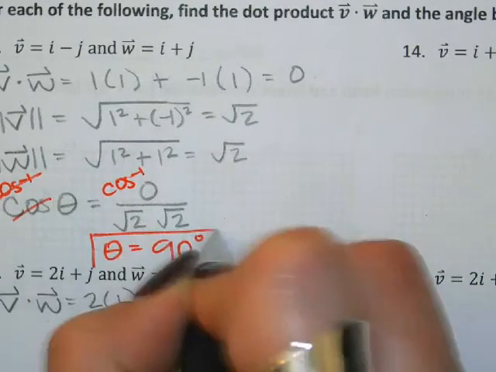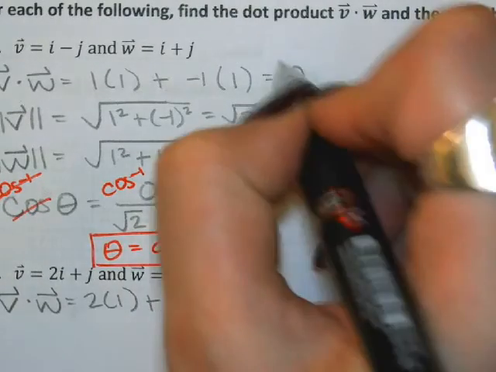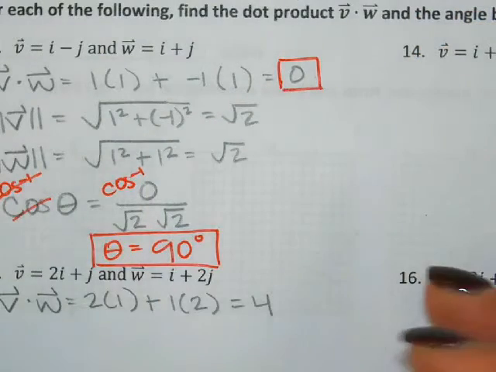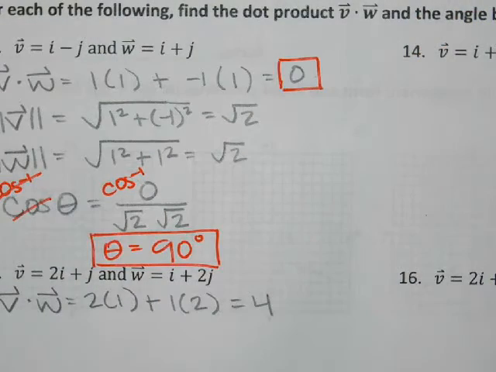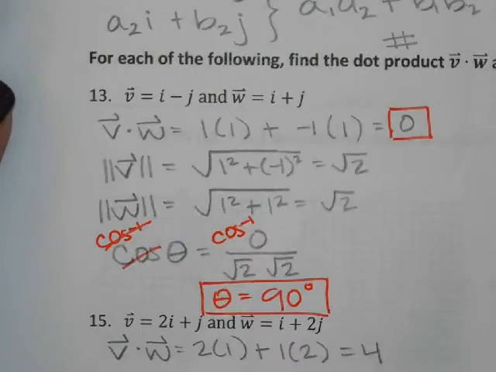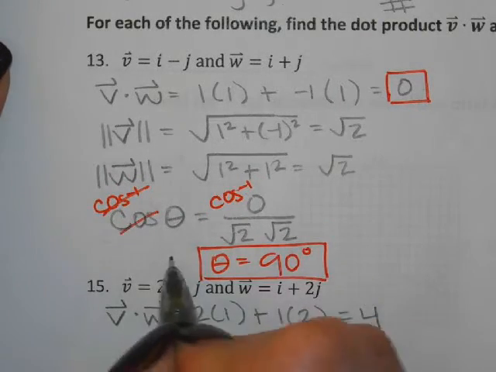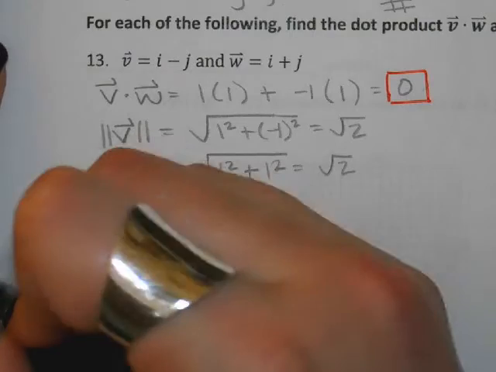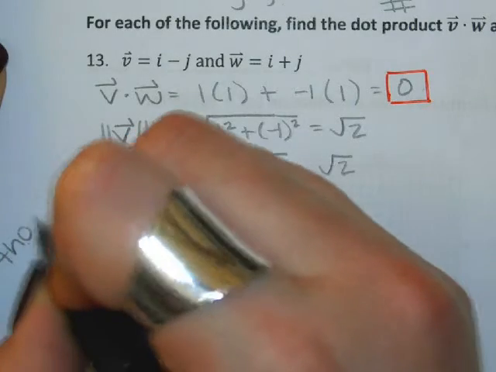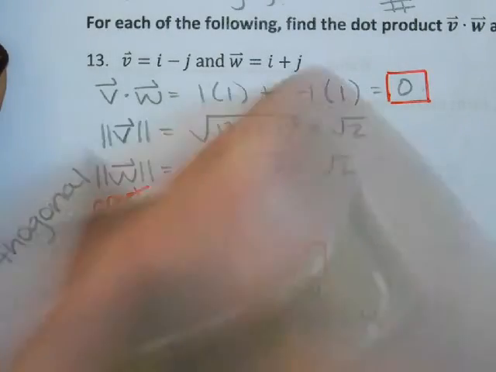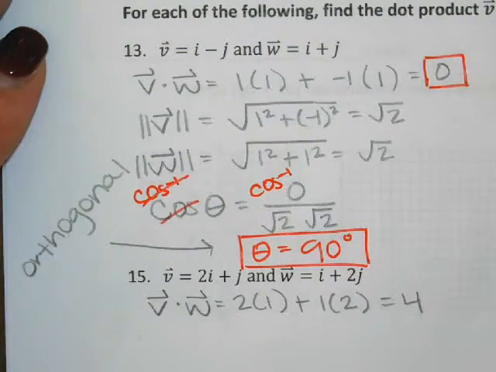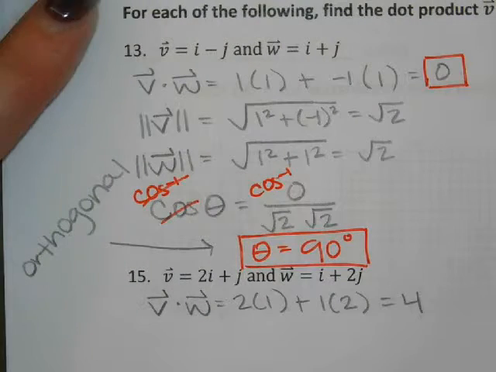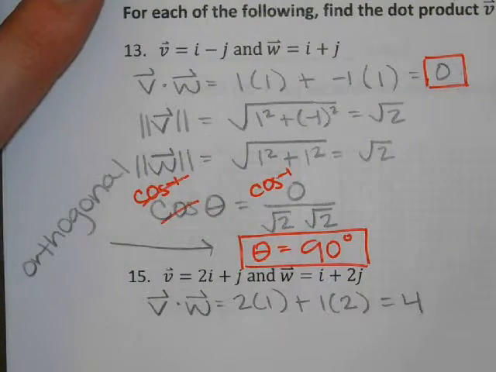Anyone remember from the video what it's called when two vectors come together to form a 90-degree angle? It starts with an O. Orthogonal. These are orthogonal vectors. Or orthogonal, if you want to pronounce it differently, I guess.